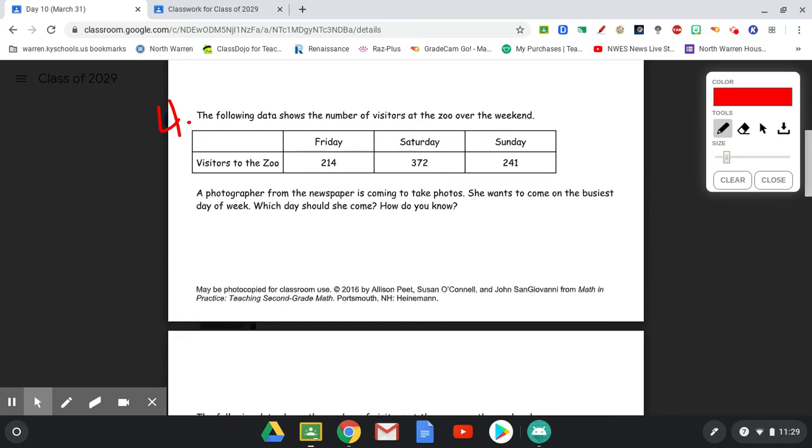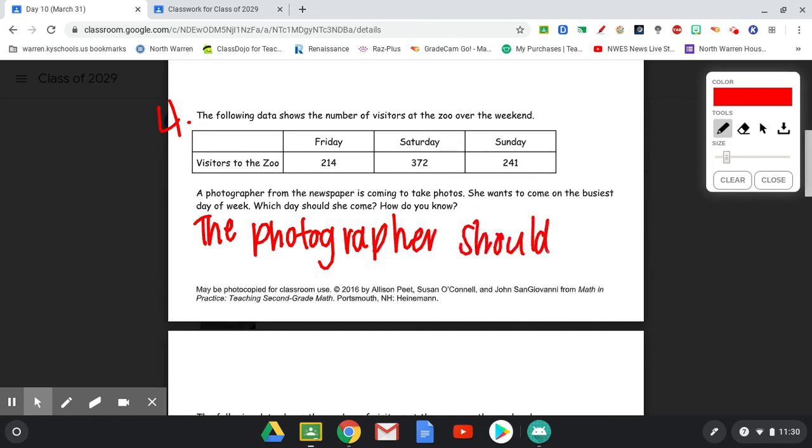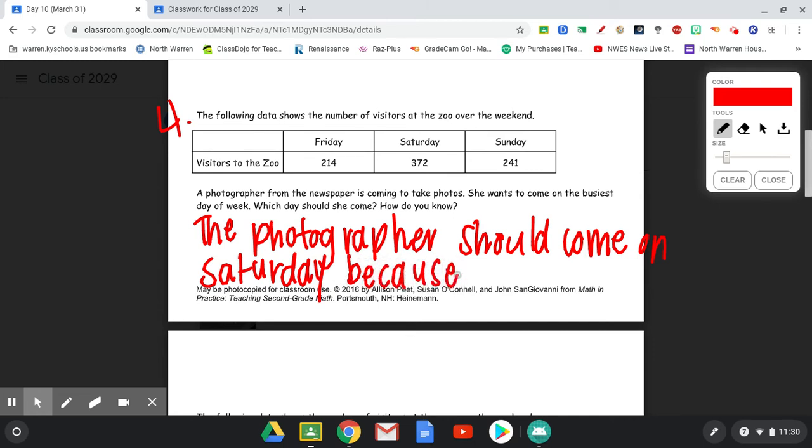So which one has the most visitors? Saturday. So the photographer should come on Saturday because there will be 372 visitors. And how do I know?